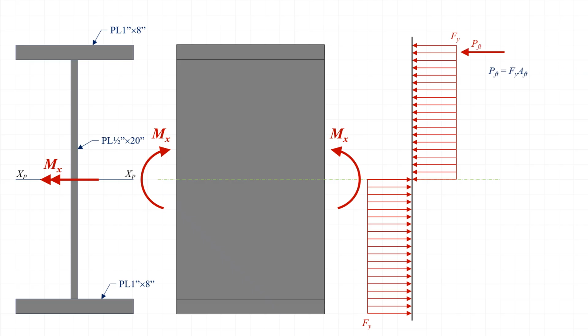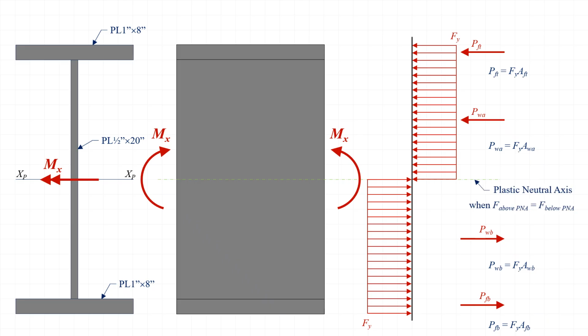Finally, the force resultant at the top flange is equal to the yield stress of the steel acting over the area of the top flange, and the force resultant in the part of the web above the plastic neutral axis is equal to the yield stress of the steel acting over the area of the web above the plastic neutral axis. The force resultant in the part of the web below the plastic neutral axis is equal to the yield stress of the steel acting over the area of the web below the plastic neutral axis. And finally, the force resultant in the bottom flange is equal to the yield stress of the steel acting over the area of the bottom flange.